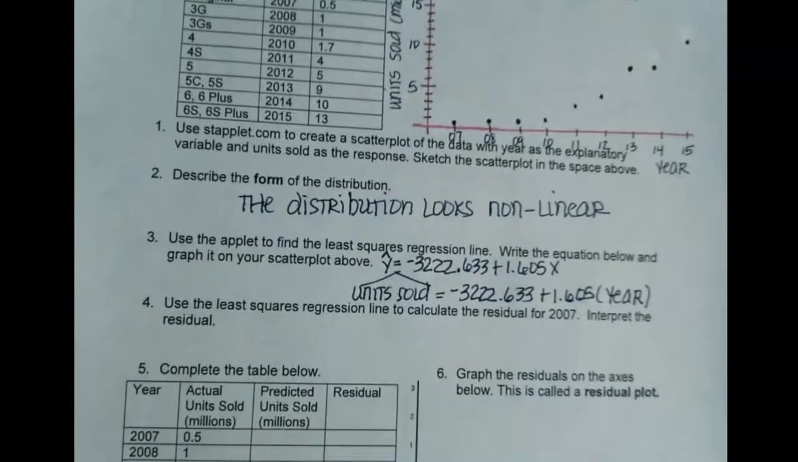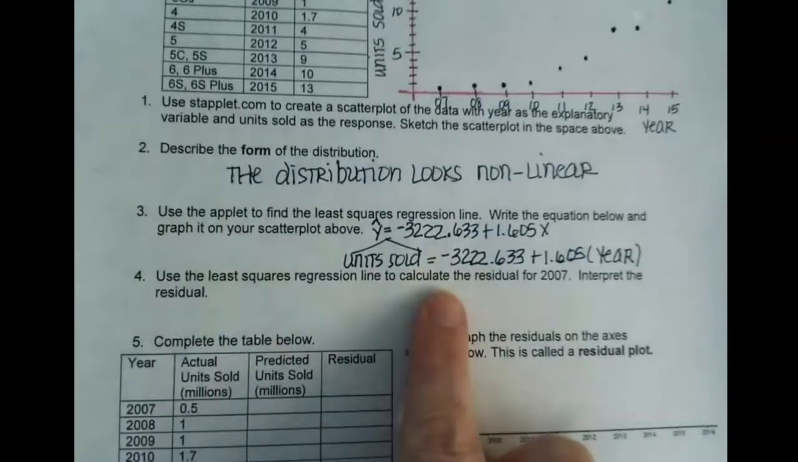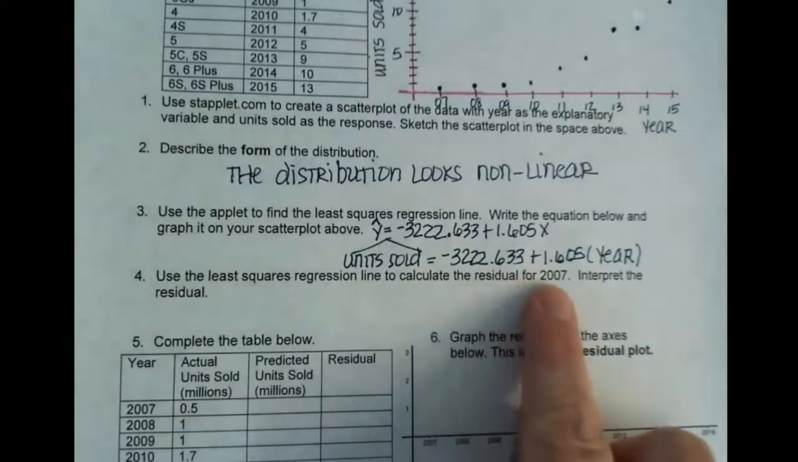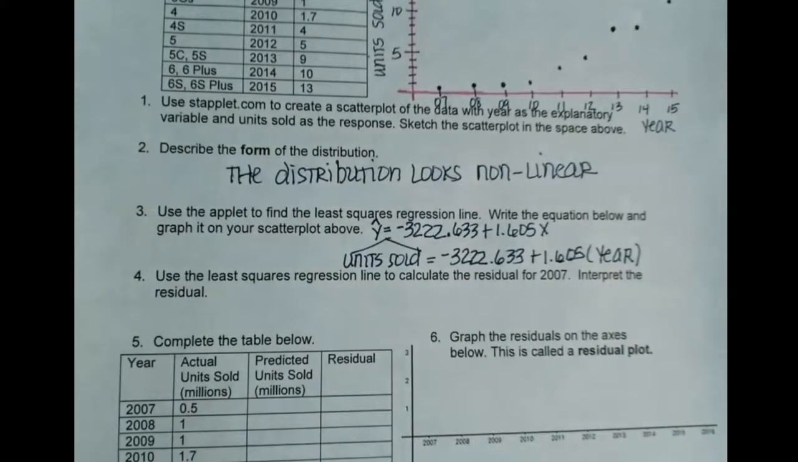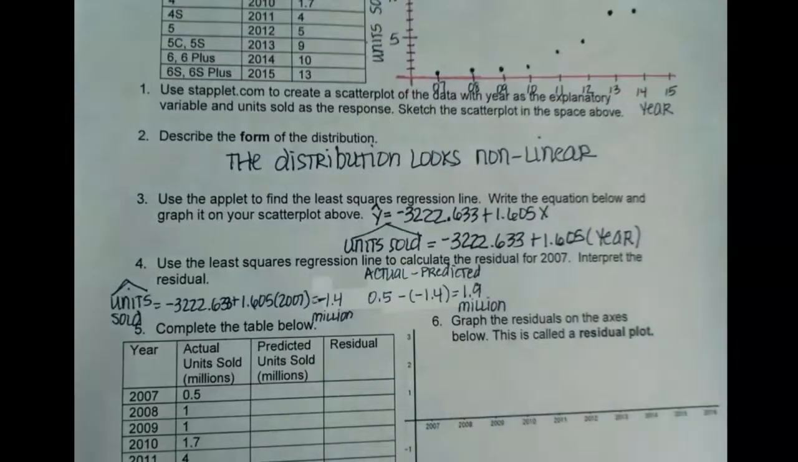Okay, so we're going to use the least square regression line to calculate the residual for 2007. So remember, our residual is the actual minus the predicted. So I want you to pause the video and calculate the residual and come back and see how you did. Leave some room because we're going to interpret that residual. Alright, so let's see what you've got.